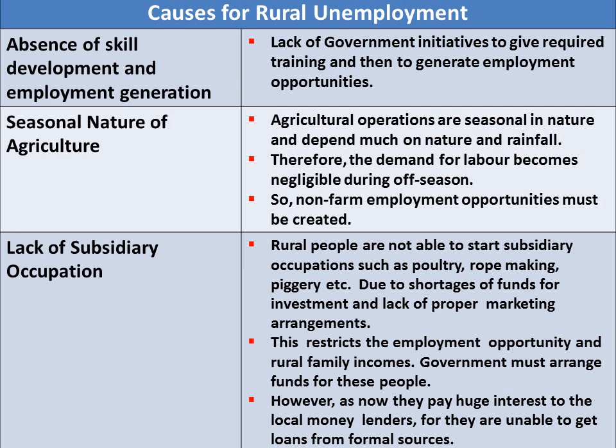They will not go for any job, and what will happen if there is no job? No income for their family. The government must arrange funds for these people. Which people? The agriculturists who are remaining without work during the off season. However, as of now they pay huge interest to the local money lenders because they are unable to get loans from formal sources. Village people are not aware of banks or loans. They just go to the money lenders, borrow money at a high rate of interest, and use it for their food. At last what happens? They are not in a position to repay the money, and they will be committing suicide.